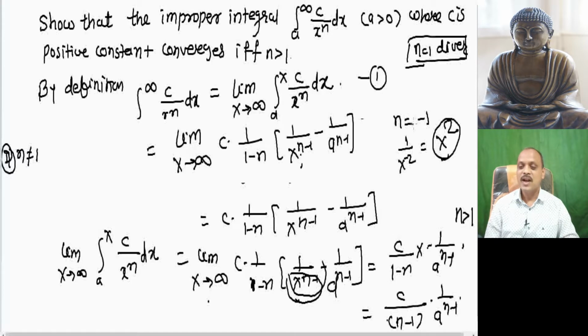That means as n is less than 1, the integral diverges. For which values does the integral diverge? For n equal to 1 it diverges, for n less than 1 it diverges, and it converges and is finite only for n greater than 1. Hence this shows that the improper integral converges only if n is greater than 1.